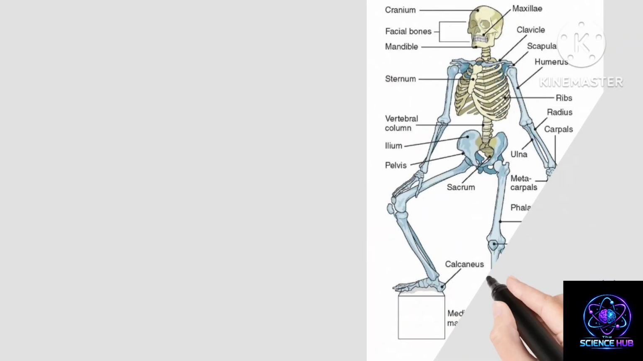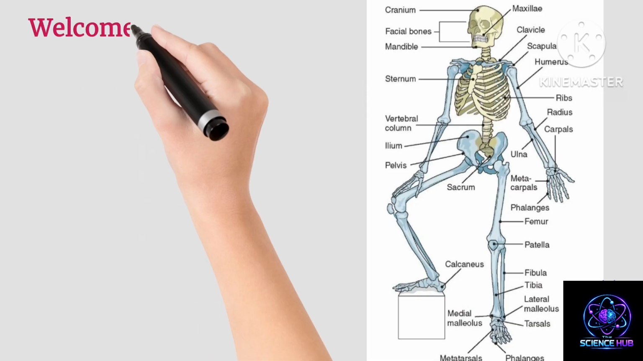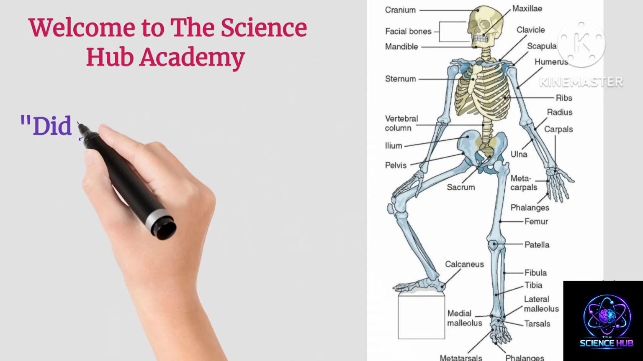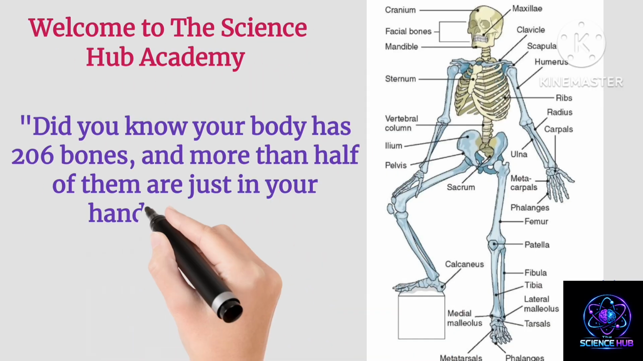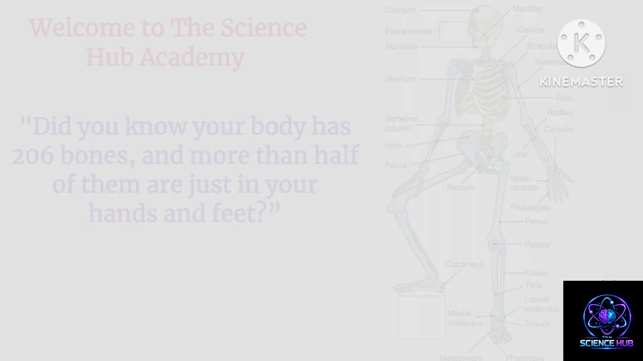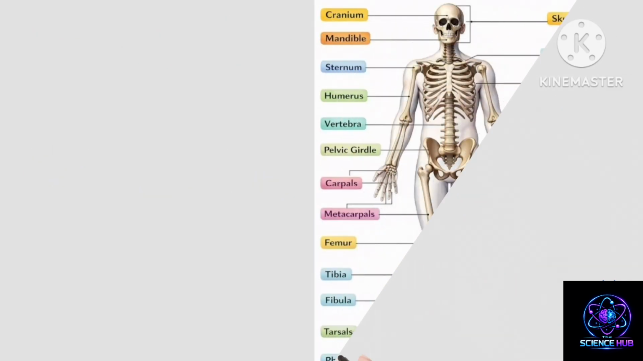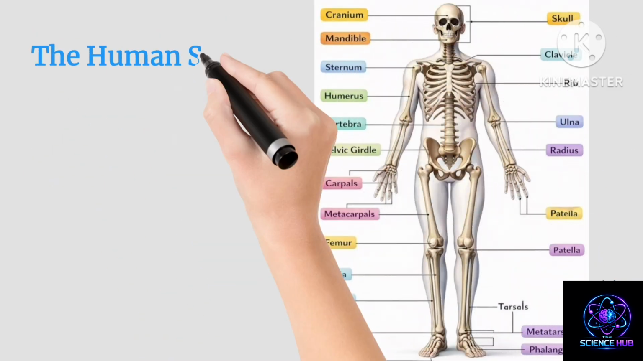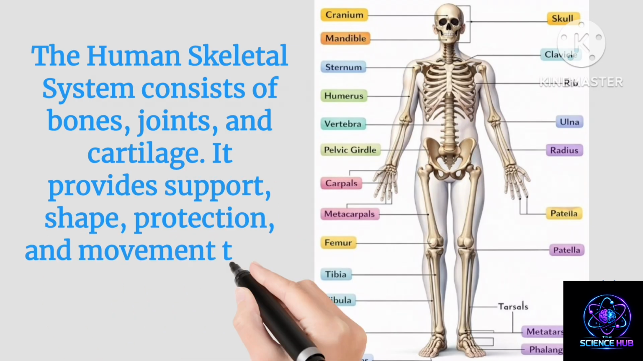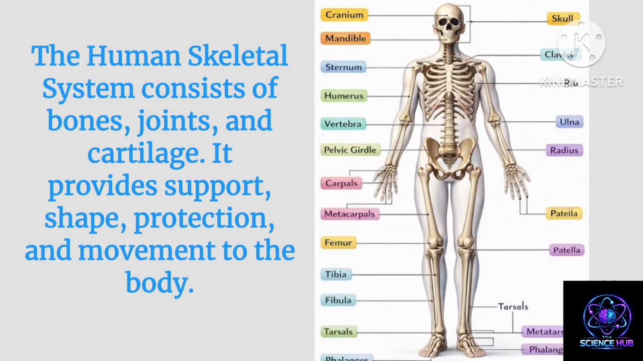Did you know your body has 206 bones and more than half of them are just in your hands and feet? Here we go. The human skeletal system consists of bones, joints, and cartilage. It provides support, shape, protection, and movement to the body.